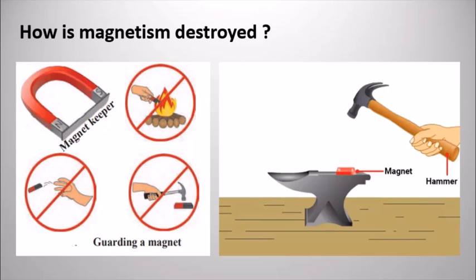So with this we complete our chapter. We have learned about magnets, we have learned about magnetic materials, how it was discovered, who discovered it, and where it is used. We have learned about a few characteristics of magnets, and we have also learned how the properties of a magnet can be destroyed.